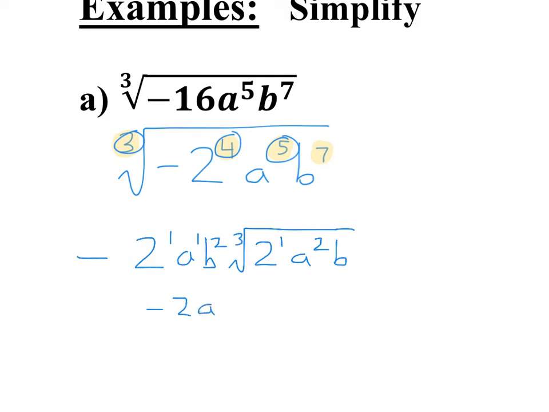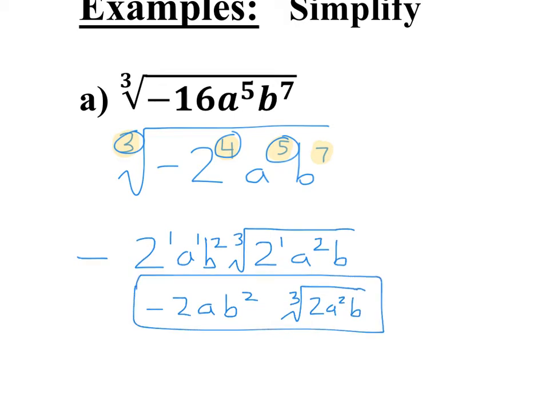-2 AB squared cube root of 2A squared B. And let's check, do we need absolute value? We do not. You don't need absolute value when the index is odd. Okay, part B.